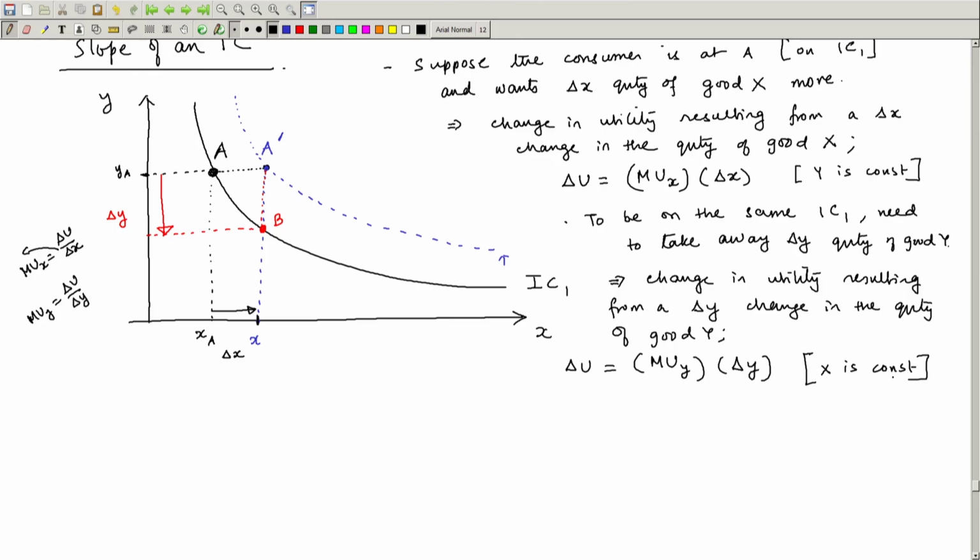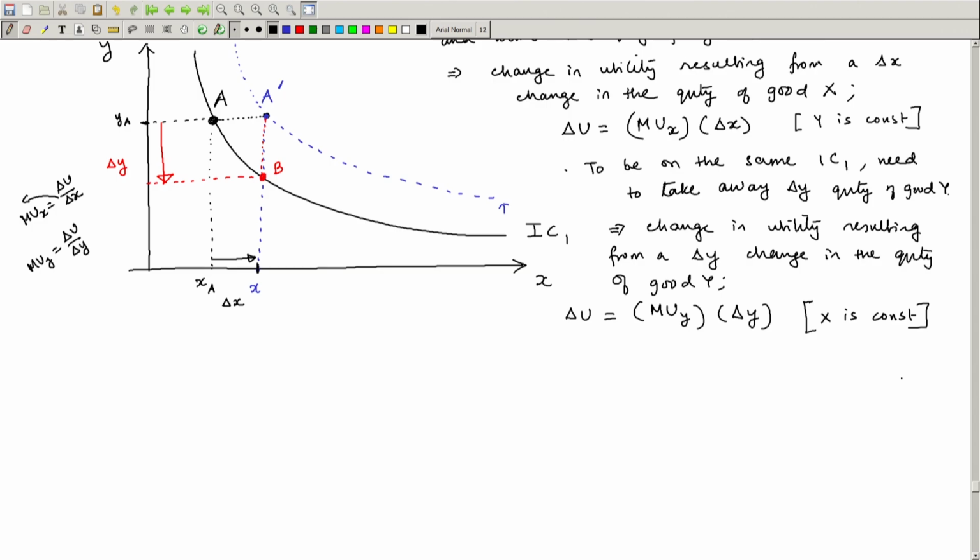Correct. So, what did we do? We gave the consumer delta x quantity of good x, took the consumer to A prime, the consumer is happy, his utility has increased. Then I take away delta y quantity of good y from the consumer and he is brought back to the same indifference curve at the point B. In this case, the consumer moves from A prime to B, so he is going to be less happy. So, what do I know? At the end of this exercise, the consumer is back onto the same indifference curve. So, both A and B are on the same indifference curve IC1.